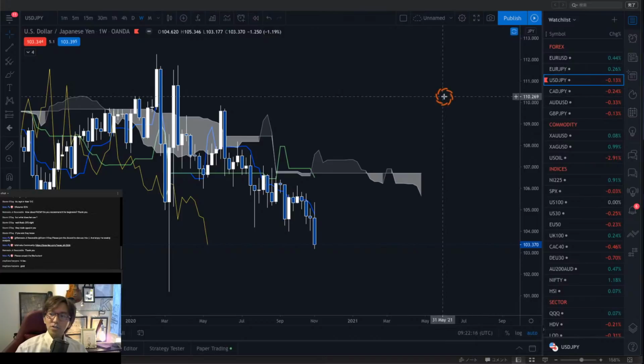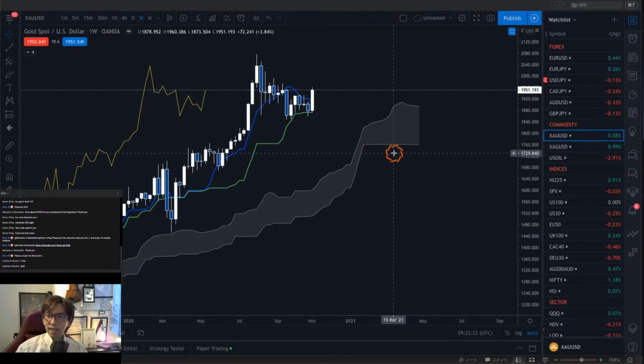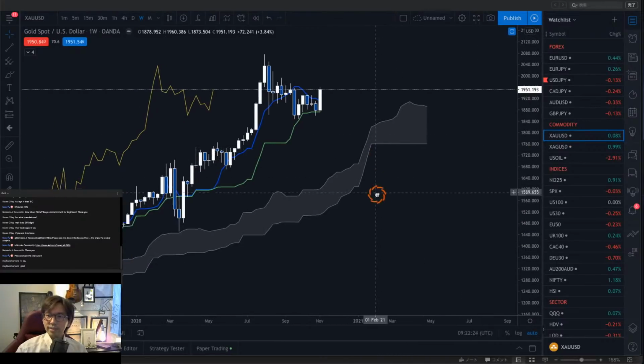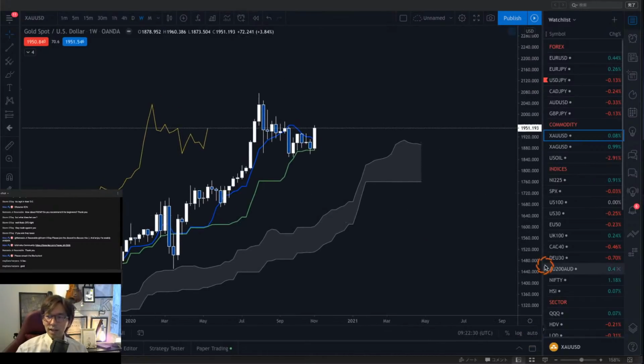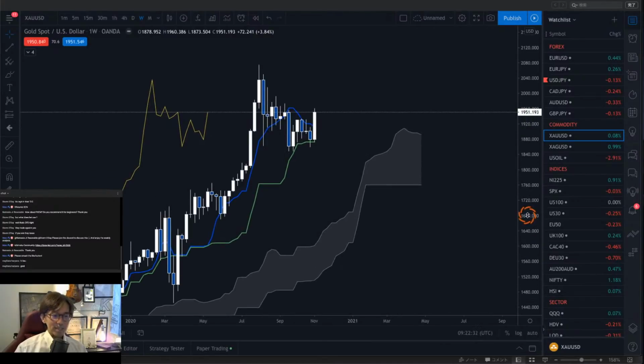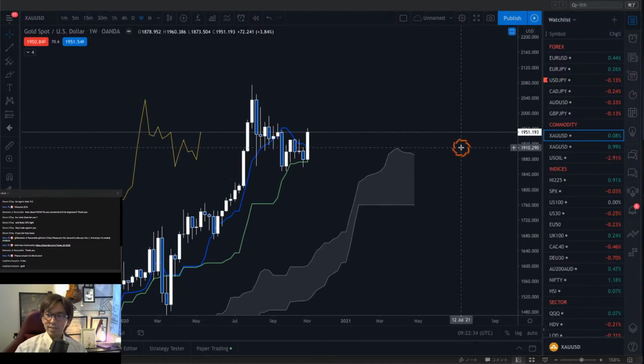So let's move on to some commodity. Let's move on to XAU USD, gold. And here, based on the explanation that I have been doing so far, I think you know what I will be saying on this gold. So the gold right now is, let's look at the equilibrium first. The equilibrium.